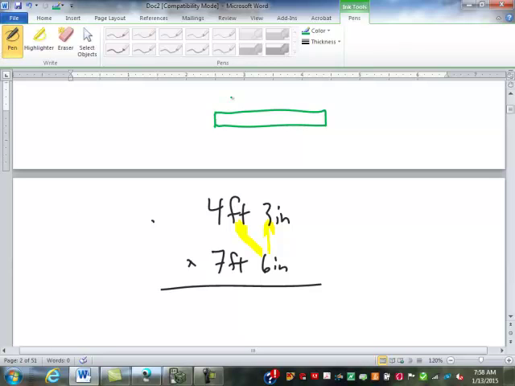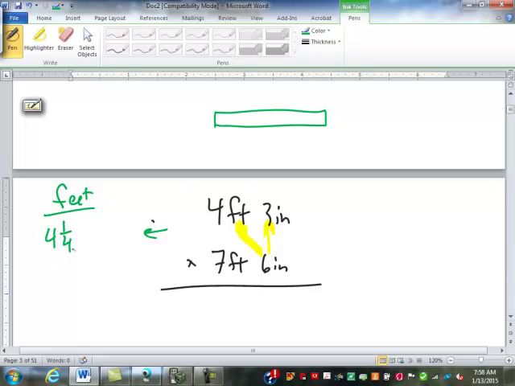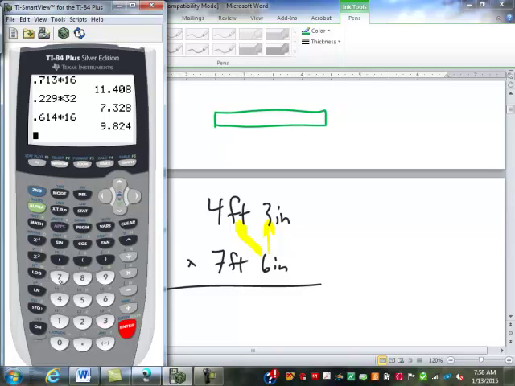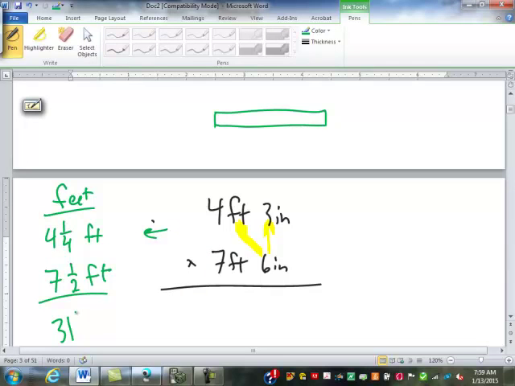So, to make these easier, when we're multiplying two measurements, we generally either convert everything into feet. So this would be 4 and 3/12 or 1/4 of a foot. And this would be 7 and 6/12 or 1/2 of a foot. And you just take 4 and 1/4 times 7 and 1/2 and get 31 and 7/8. And that is square feet.